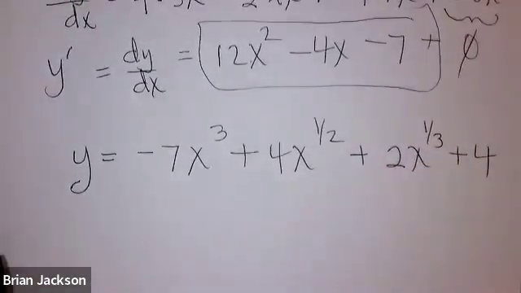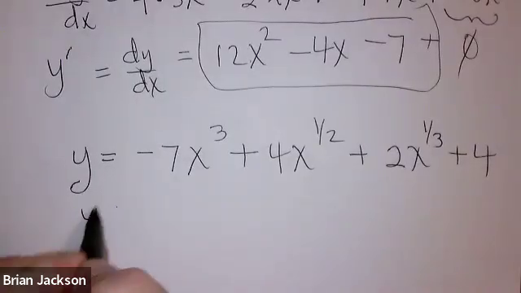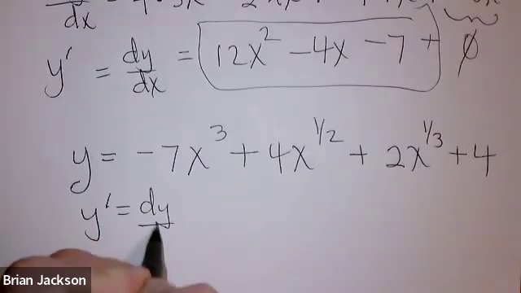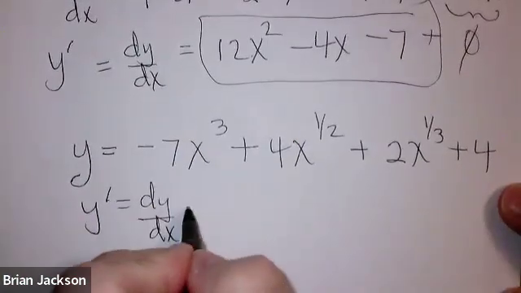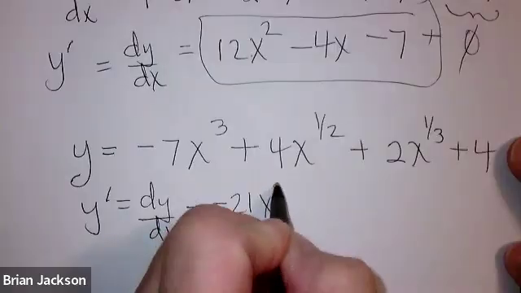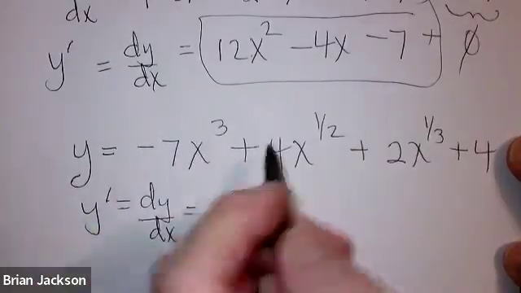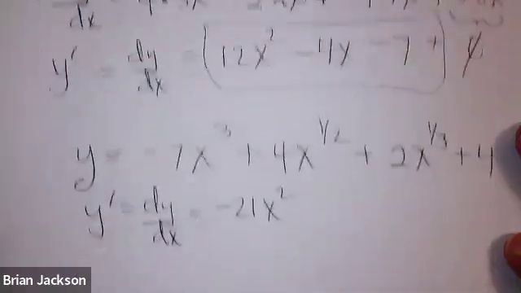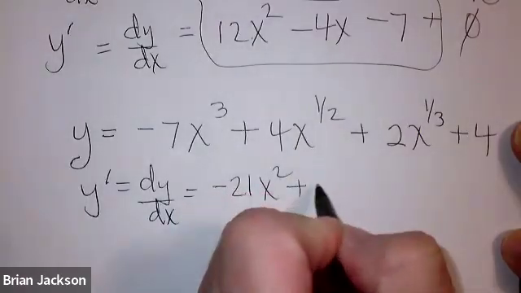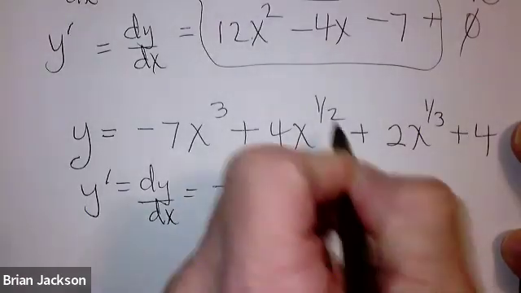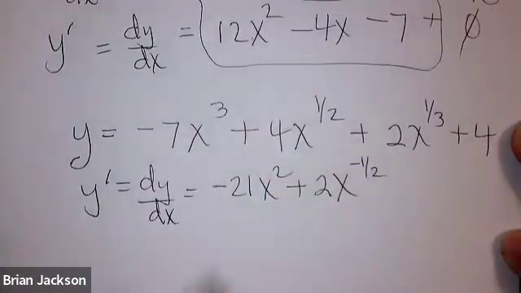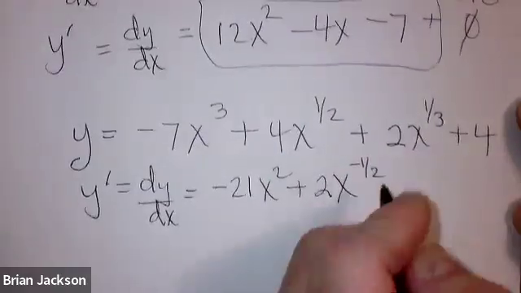It's the same idea. You define y prime or dy/dx, either one, however you want to write it. You bring the old exponent down front and multiply by the coefficient. So this would be -21x squared, right? Bring this down front. I shouldn't have to go through each of these steps. It gets a little messy, but this is -21x squared plus 4 times 1/2, which is 2x to the 1/2 minus 1. You always bump the exponent down by 1, so that'd be -1/2, right? 1/2 minus 1 is -1/2.